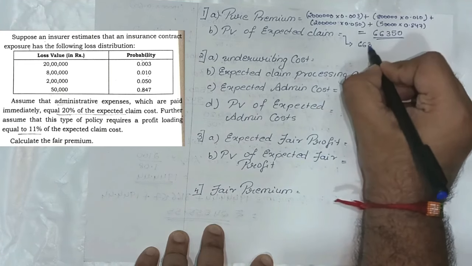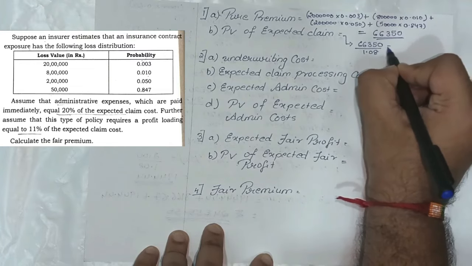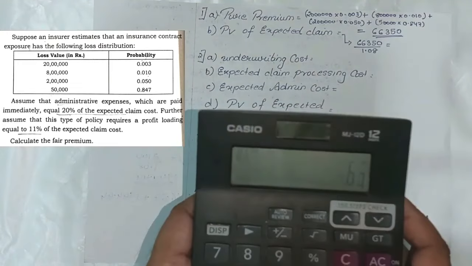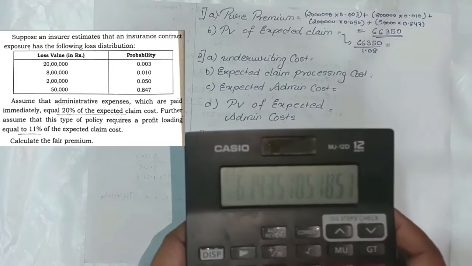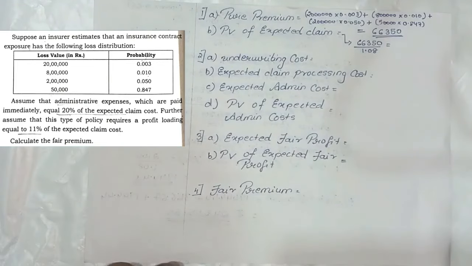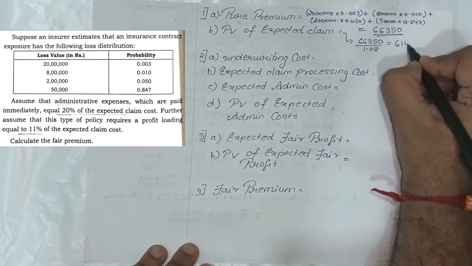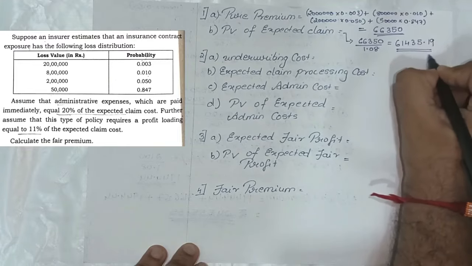Now we need to find the PV of that. So 66,350. There was no interest rate, so we'll take the default, 1.08. 66,350 divided by 1.08, the value comes as 61,435.18, and we'll round it up to 61,435.19, our first value.